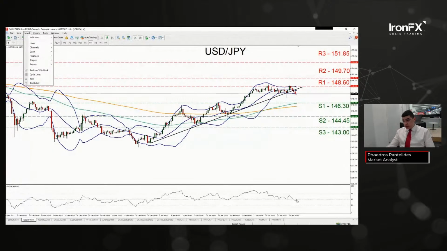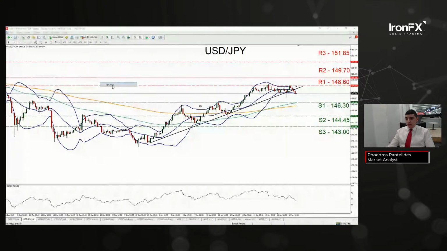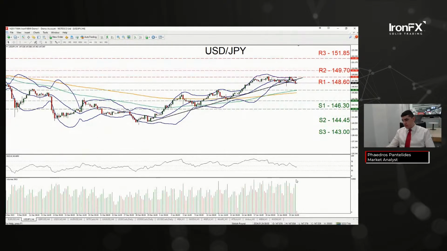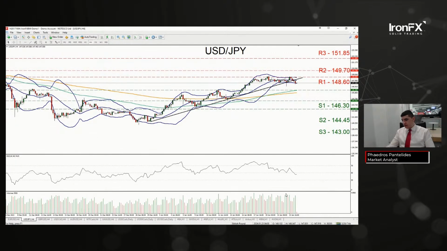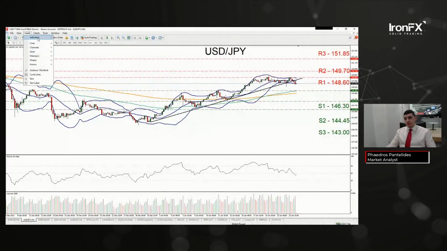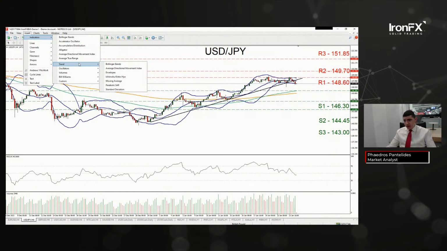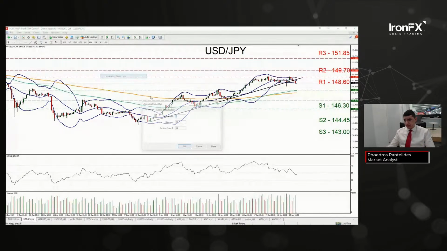Now let's add volume as well. The RSI, dropping below 50, but still not below 40. So I'd say sideways bias between S1 and R1. Indicator volume, declining volume as well, slightly. And let's add one more. So what should we add? ATR, Ichimoku.